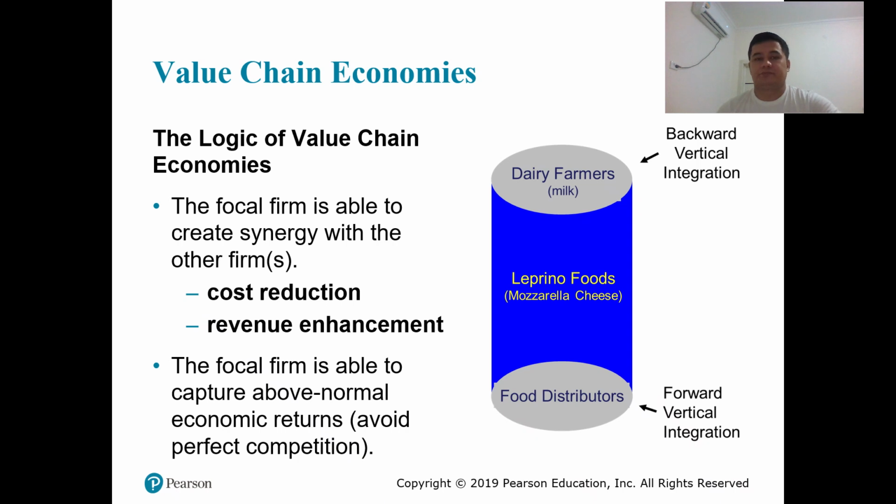What is a focal firm? So the focal firm is able to create synergy with the other firms in order to reduce cost and enhance revenue. The focal firm is able to capture above normal economic returns and avoid perfect competition. Backward vertical integration, dairy farmers, milk, and forward vertical integration, food distributors.